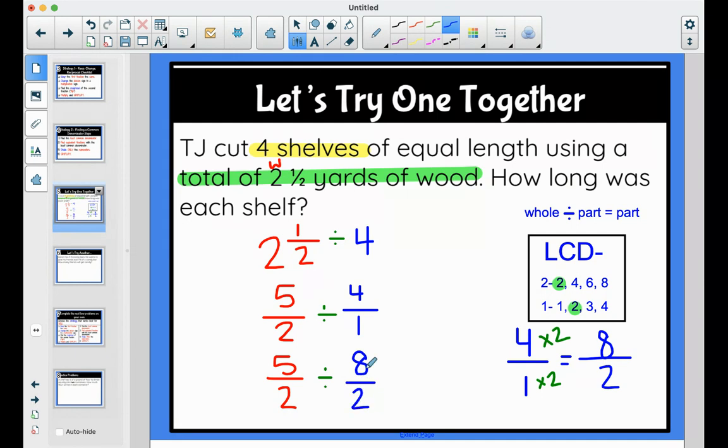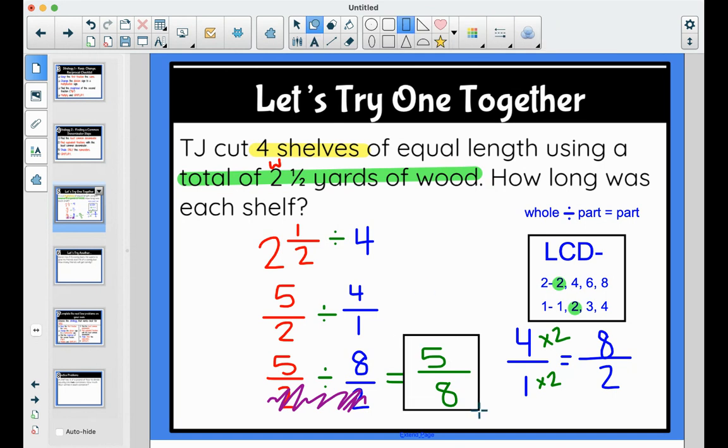Now I can just completely disregard my denominators and I can rewrite my numerators, 5 divided by 8, as 5/8. That also means 5 divided by 8. And we know from the last problem that there are no factors in common with 5 and 8 besides 1, so we can't simplify that any further. Otherwise, our last step would be to simplify. Otherwise, that's our final answer.